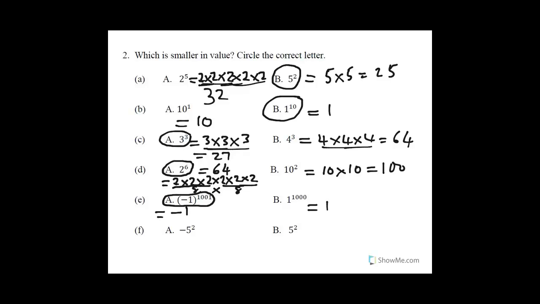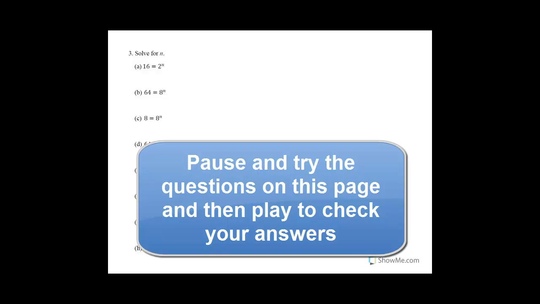Okay, and this last one, negative 5 squared, we should think of it as negative 1 times 5 squared, or negative 1 times 5 times 5, and the answer is negative 25. 5 squared is simply 5 times 5, which is 25. The smaller one is A, negative 5 squared. Okay? I hope you did well on this one. Same again, remember to pause, have a go, and come back to it.